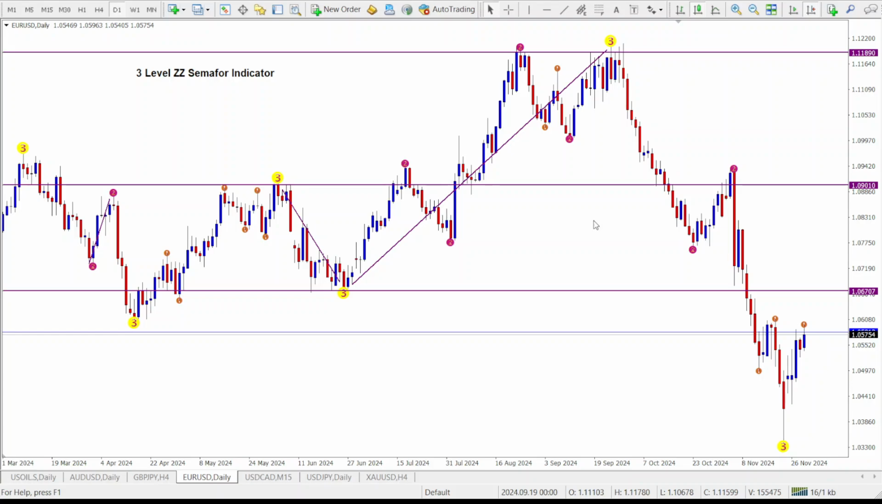So make sure you always get your confirmations, and ensure that you do not risk more than 2% of your account balance in a single trade. It's not advisable to do that.